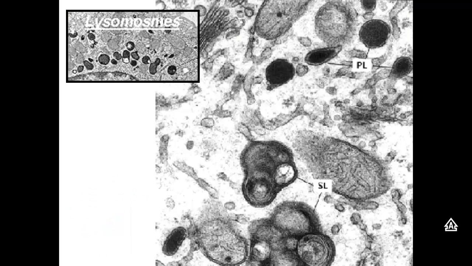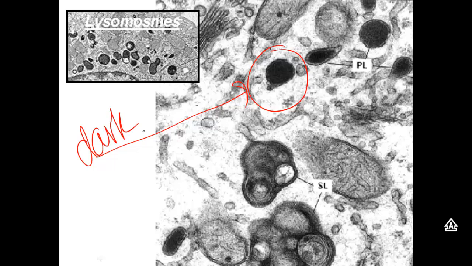Here's an example of an electron micrograph of a lysosome, and the reason you know it's a lysosome is because it's dark. And the dark contents are representing those enzymes.